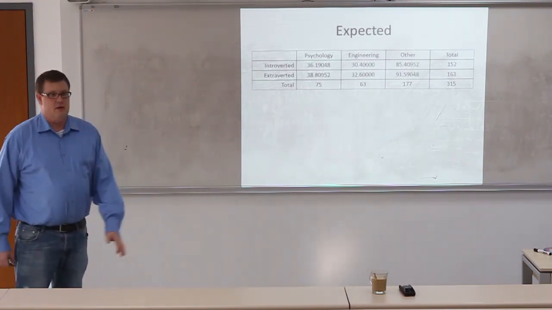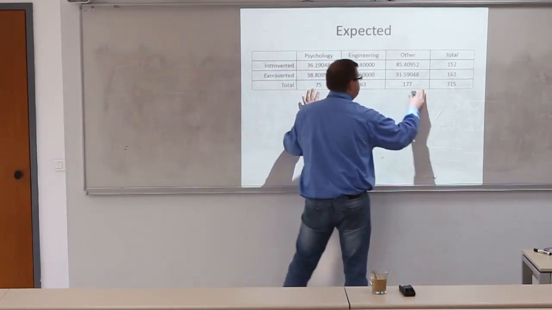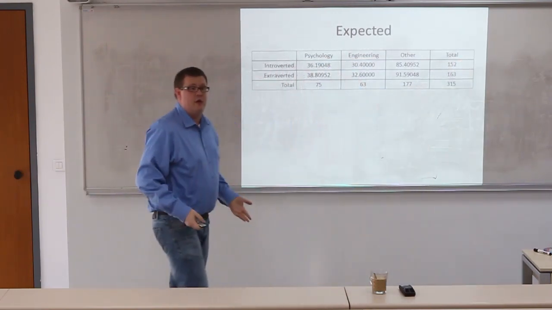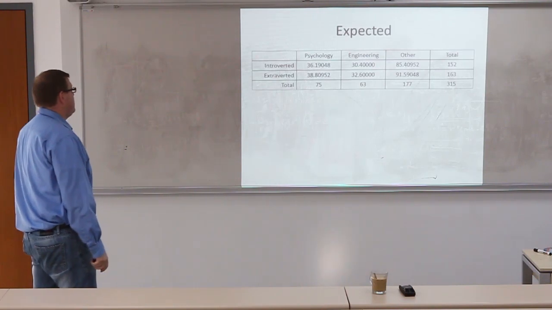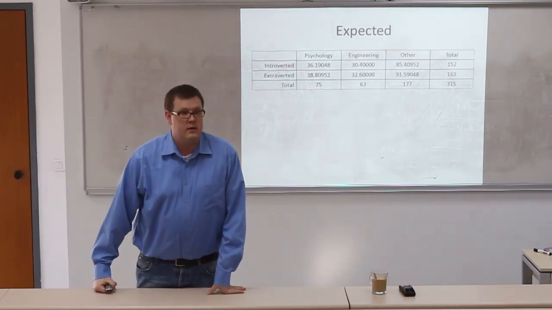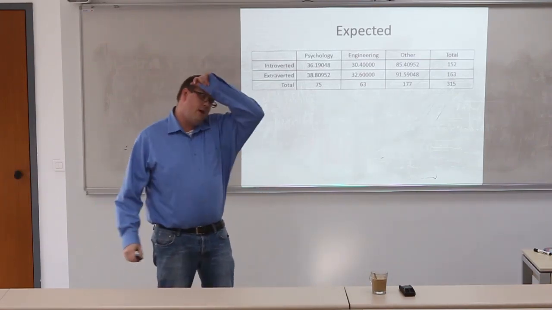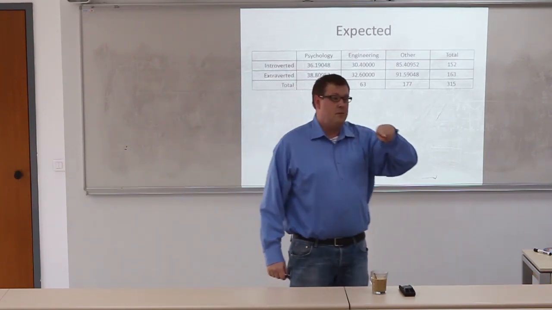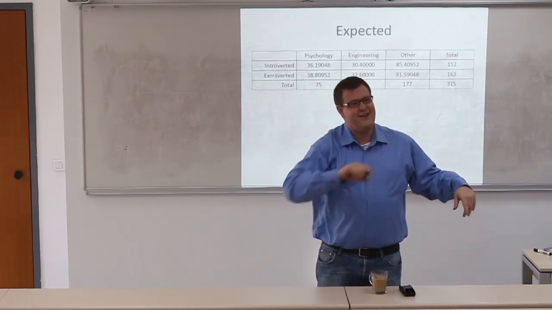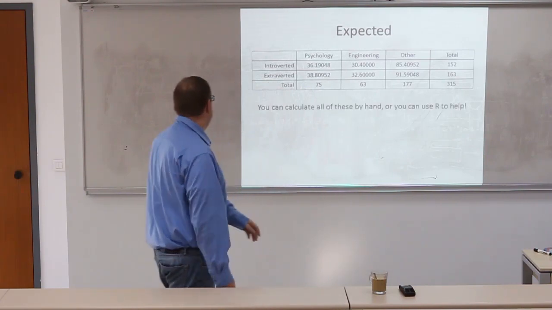So here are the expected values. If you want to go through this yourself, figure out these probabilities, multiply them by those, and then multiply that by the total, and you should come up with these numbers. So we have our expected, we have our observed. Now what can we do? Chi-squared. And how do you do that? Observed minus expected, squared, divided by expected, and then sum all those things.